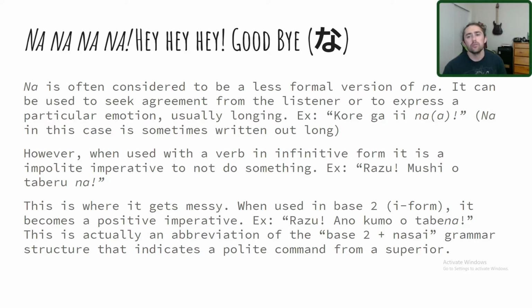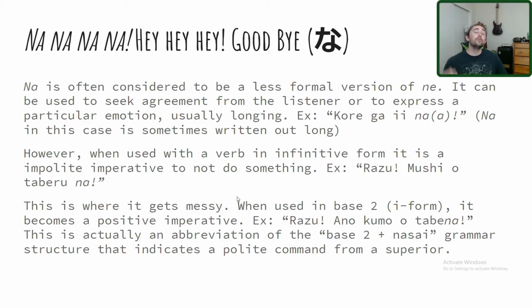So you could say これがいいな, like, oh, this is so good, これがいいな, right? Or you could be like, 日本に行きたいな, like I want to go to Japan, 日本に行きたいな. And a lot of times when it's used for the longing, they actually do write it out na ah, with the double a. Not always, but a lot of times they will. So be on the lookout for that.